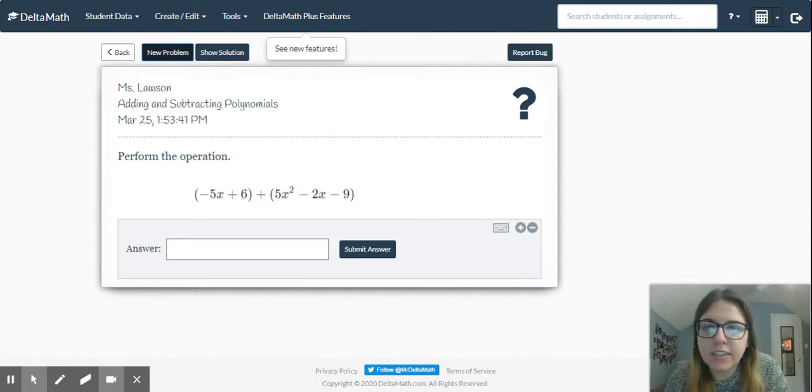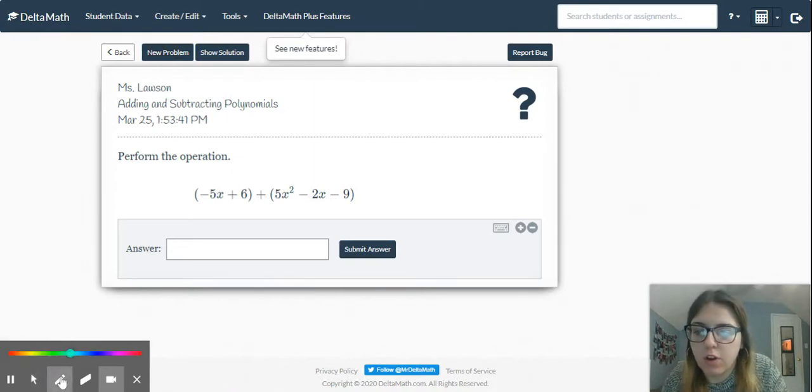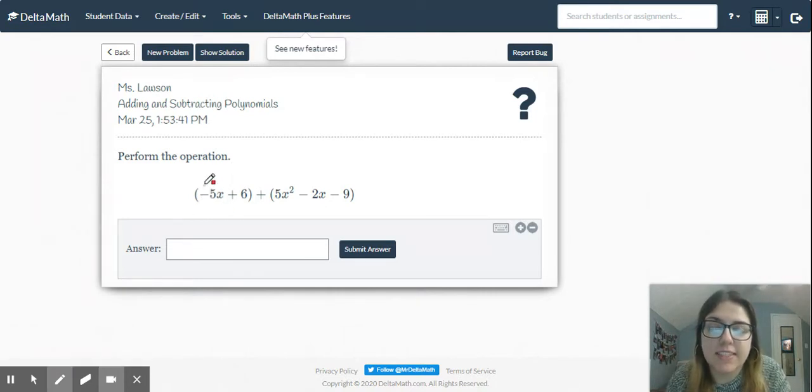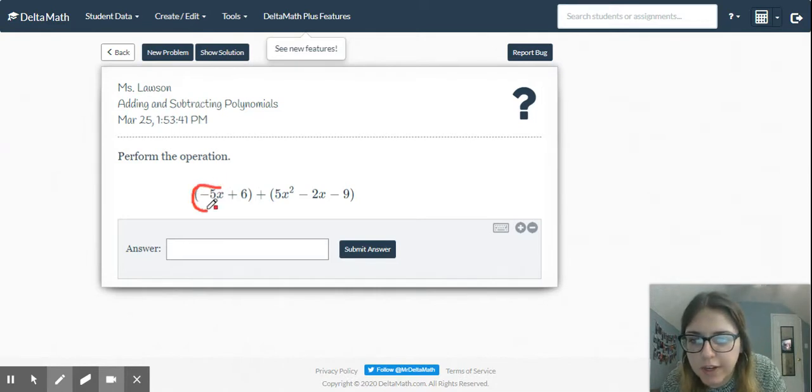Okay, so adding and subtracting polynomials is very similar to combining like terms. All you're doing here is combining the terms that have the same variable and the same exponent. So we'll start with 5x squared, negative 5x squared, or I'm so sorry, negative 5x.